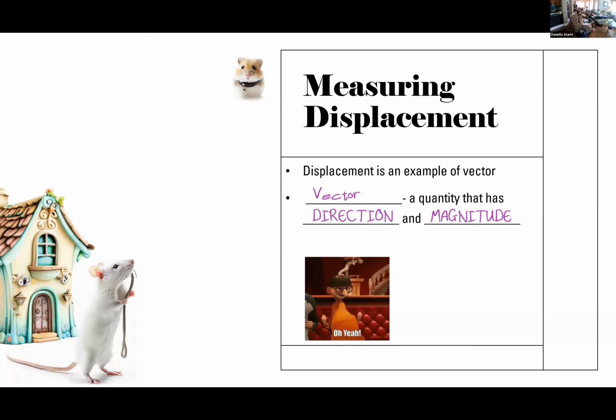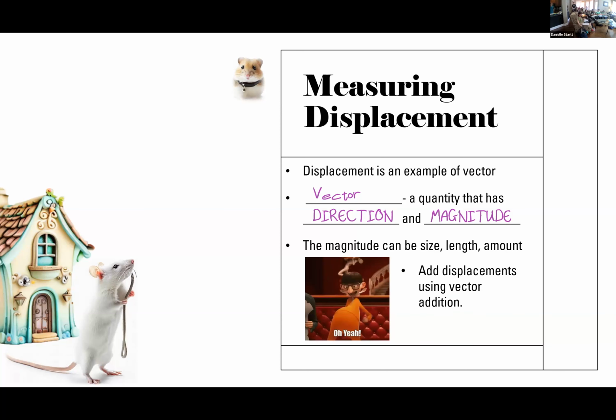So a vector has direction and magnitude. Magnitude can be size, length, amount, and you can add displacements using vector addition. This is what it says in the bottom: vector quantities have magnitude and direction.